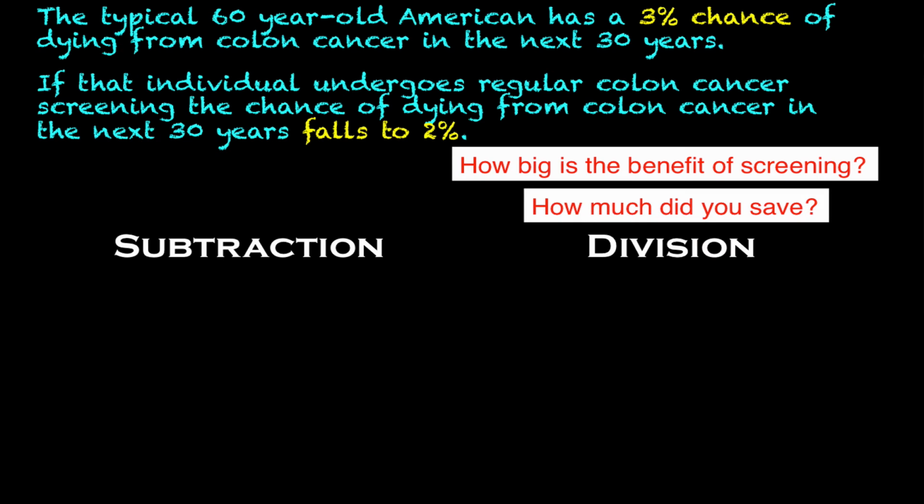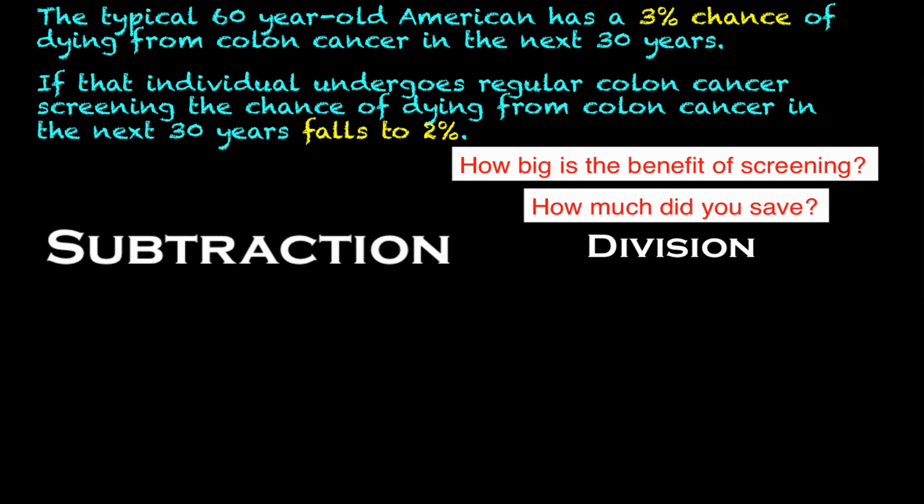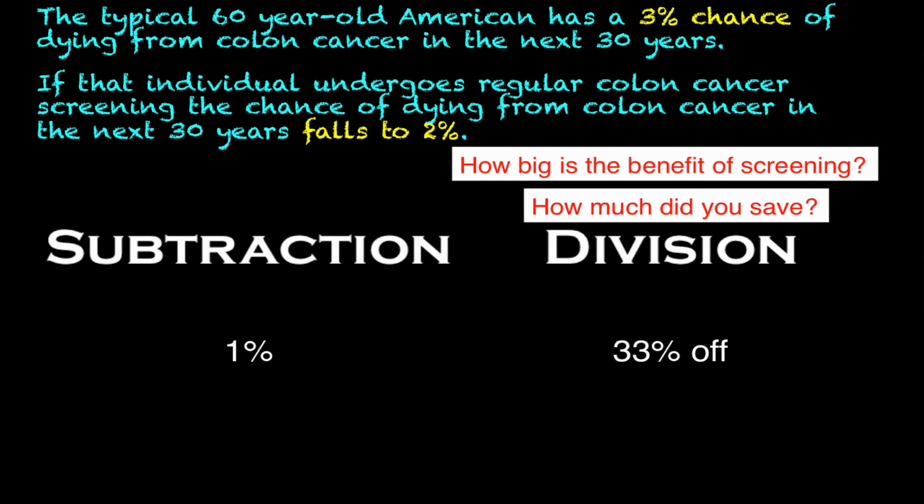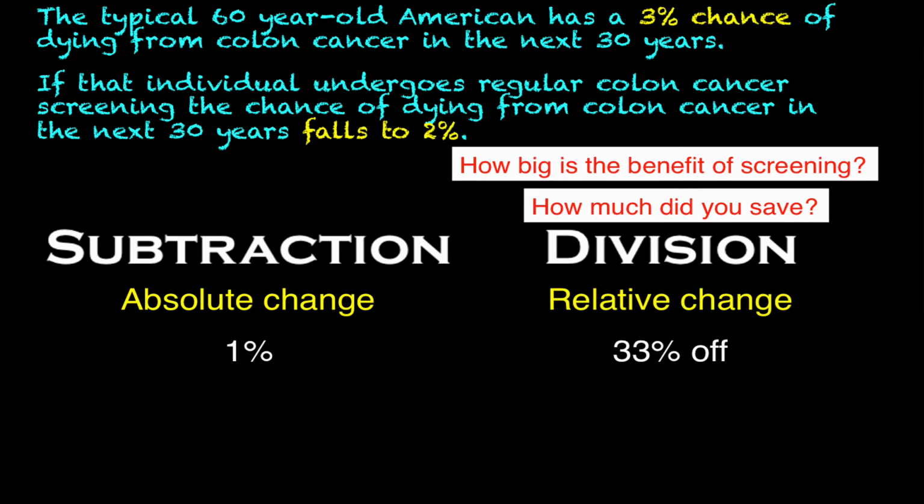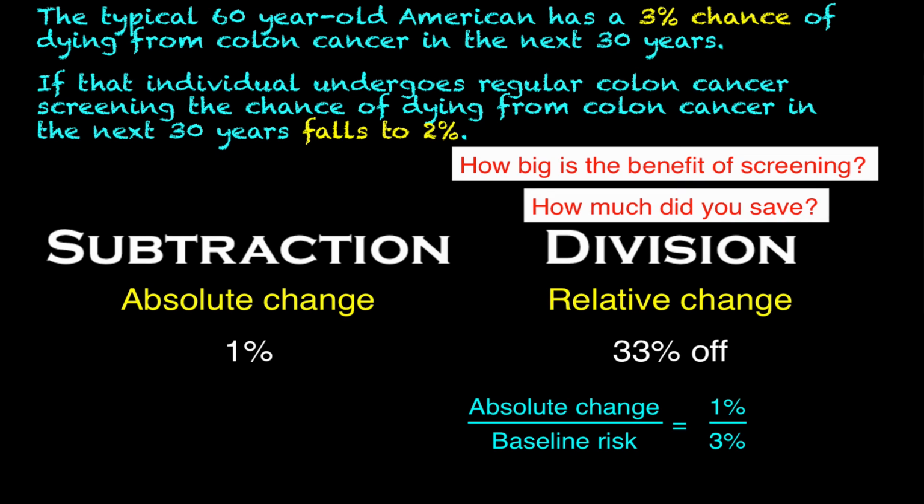Remember, there's subtraction and there's division. First, do the subtraction. 3% minus 2%, it's a 1% savings. Then do the division. It's 33% off. The subtraction is the absolute change, the division is the relative change. And if you want to know how the relative change is calculated, it's taking the absolute change over the baseline risk. The absolute change is 1%, the baseline risk is 3%, that's 33% off.